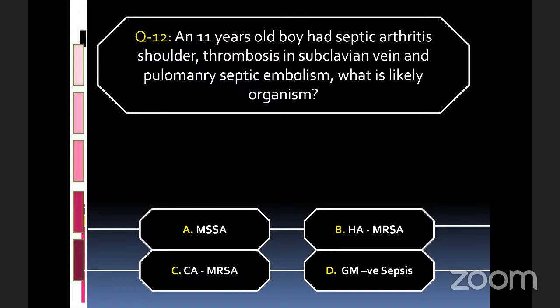How is hospital acquired different from community acquired? Anyone who can think how these hospital acquired MRSAs are different from community acquired? Sir, on the basis of PVL toxin. Yes, so community acquired ones are PVL secreting. They are genetically different. And they can induce thrombosis in the adjacent vein and those infective emboli can percolate into pulmonary septic embolism. So community acquired MRSA.